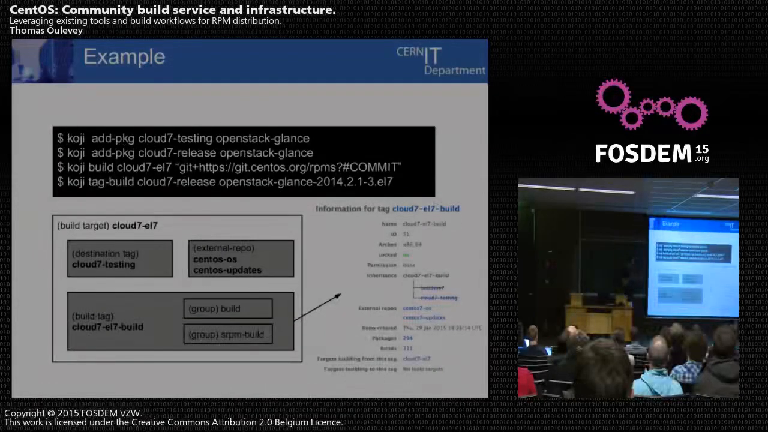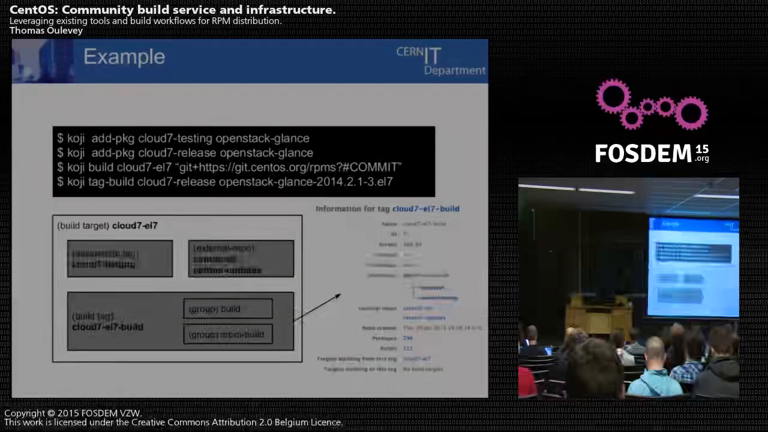I wanted to describe a bit the build target. What is a build target? As I mentioned before, a build target is composed of a destination tag, which is the default destination tag where your package will end up. You have some external repos where you have all the dependencies needed, and then you have a build tag. A build tag on top of that has 2 different build roots you can define: one from the source RPM if you want to build from a source RPM, and one for the Git builds.